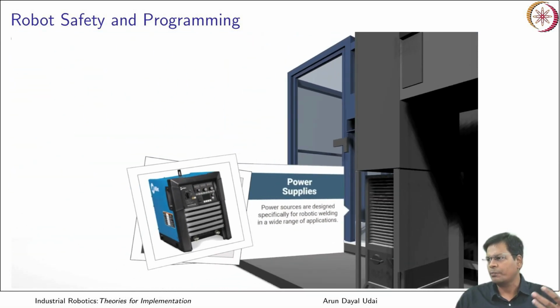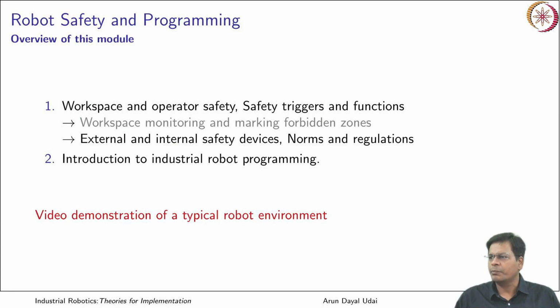And you have power supply. This power supply is designed specifically for robot welding in a wide range of applications. This is specific to spot welding, but it can be a power supply for spot welding also. So this is a place which is outside the cage. Okay, so this is how a typical industrial robot is placed, and it is covered with various safety functions, safety switches, and the accessories, okay, which makes it fully functional.